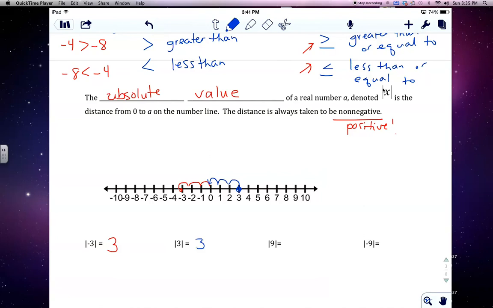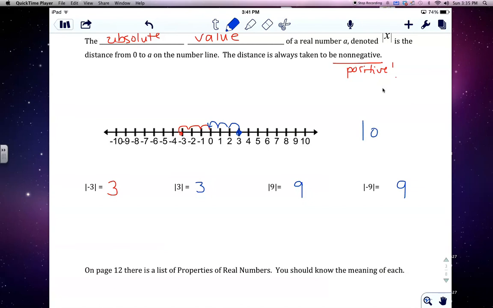So notice how the absolute value of negative 3 and the absolute value of 3 are both just 3 units away from 0. The absolute value of 9 would just be 9, it's 9 away. And the absolute value of 0, how far is 0 from 0? It's just 0. That's the only time when it's not a positive number. Remember, all absolute values are always going to be a positive value or 0.